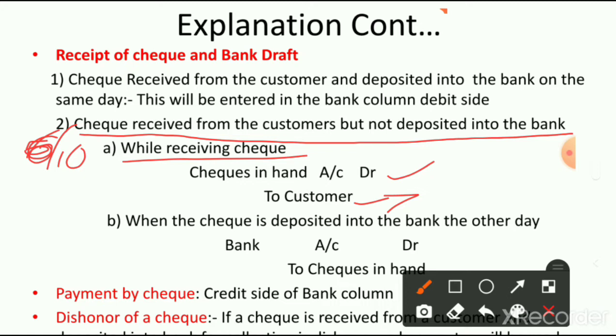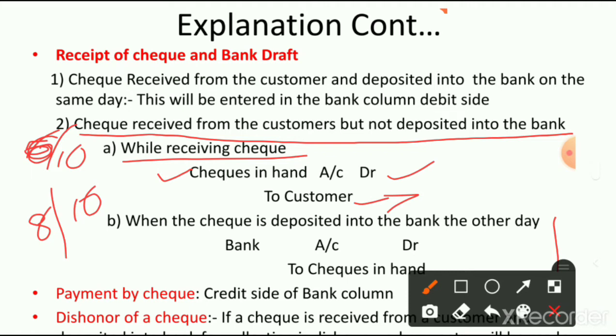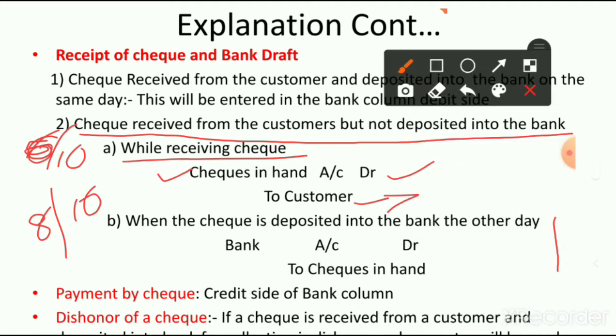Mohan means Mohan, Arun means Arun, Raji means Raji. Any person who has the customer name, that name we have to put. So check in hand account we have to open. Okay, and if I am depositing that check on 8th October, then that day I will write bank account debtor to check in hand. So on 8th I can write in the cash book to check in hand, and put the amount in the bank column.